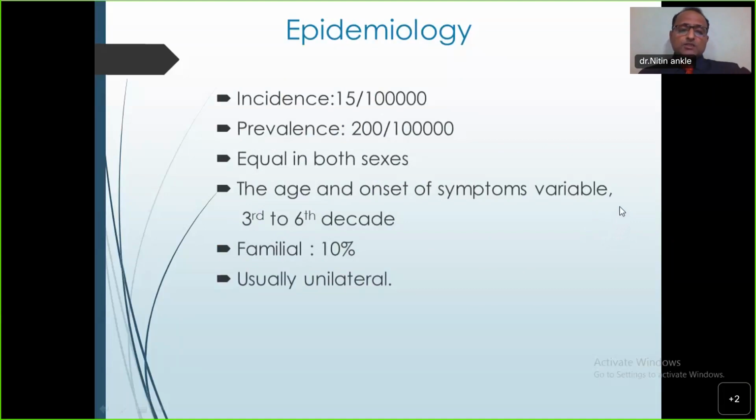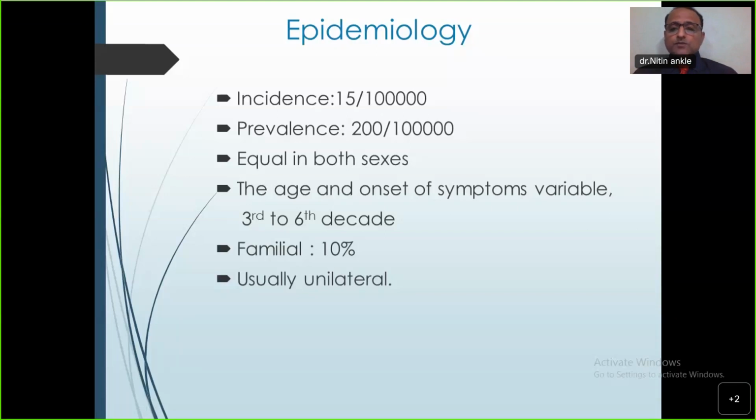So the precise incidence is not known, but many books have mentioned an incidence of around 15 to 30 per 100,000 population, and a prevalence of around 200 per 100,000 population. Majority of the standard books say it is equal in both sexes, but OCNA typically says it is more common in females, a minor difference of 1.3:1.